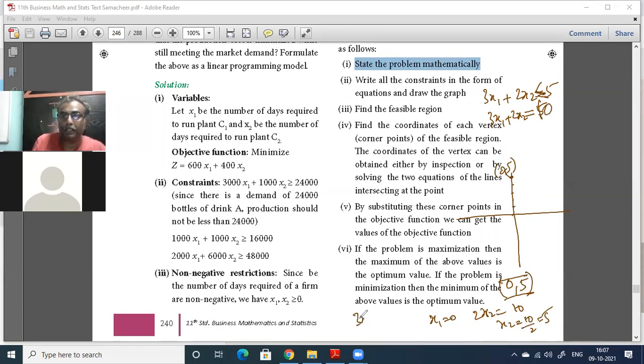Like that, now x2 is given, you can find x1. Now take x2 is equal to 0. So 3x1 equal to 10. So x1 is equal to 10 by 3.